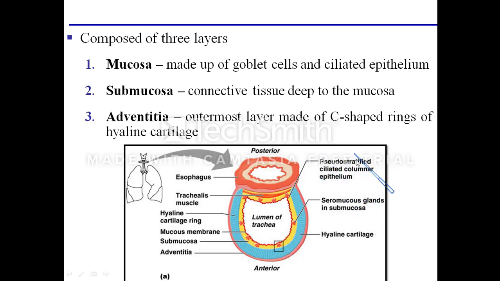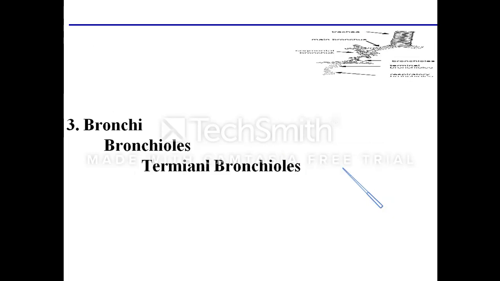So we can understand this term: the epithelium has column-shaped cells which have cilia on their surface, and they are arranged in a single layer but appear to be arranged in many layers. So they are defined by a term called pseudostratified.